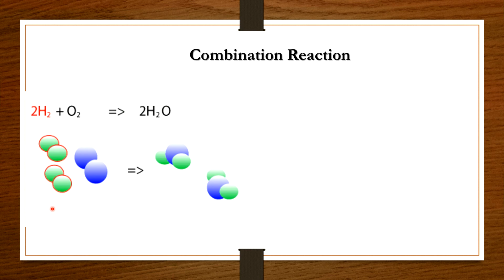Now let's take another example. This is H2, hydrogen gas, plus O2, oxygen gas. Here two molecules of hydrogen gas and one molecule of oxygen gas are given. It will form 2H2O, two molecules of water. So this type of reaction is called a combination reaction. That means hydrogen gas and oxygen gas combine to form a water molecule, H2O.